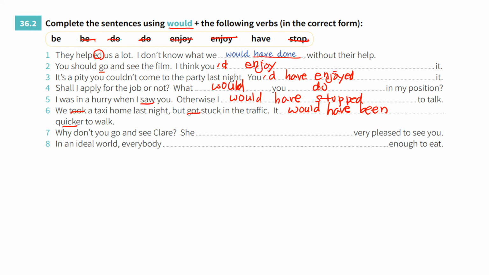Number 7. Why don't you go and see Claire? Now present. So she would be, she'd be. Let's use contraction. She'd be very pleased to see you. Okay. Number 8. In an ideal world, everybody enough to eat. Everybody in an ideal world. Everybody would, and then would have enough to eat.